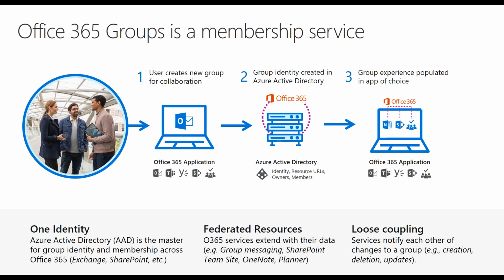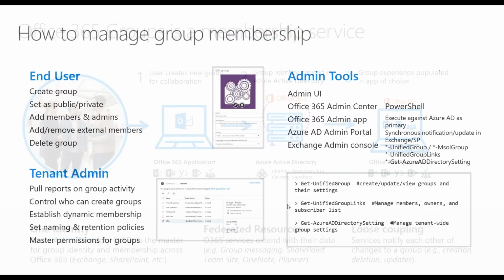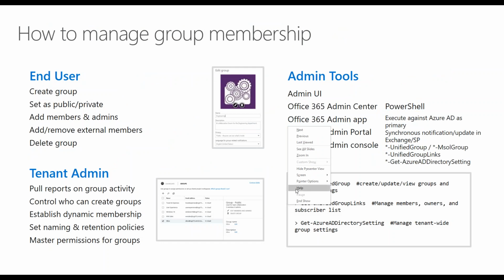And think of the three things at the bottom. Also a reminder. It gives you one identity for the group, and you'll see how that one single identity is of great value for you guys in IT to have one place to see the group and manage it. Obviously, there are federated resources. Like I said, in the background, when you create a group, we add a bunch of services, and that's what this means, and loose coupling as well. So you can work in different apps, and there's loose coupling. You can also, again, manage groups centrally. So let me show you a little more detail on how you can administer groups. And that's what the next couple slides do.